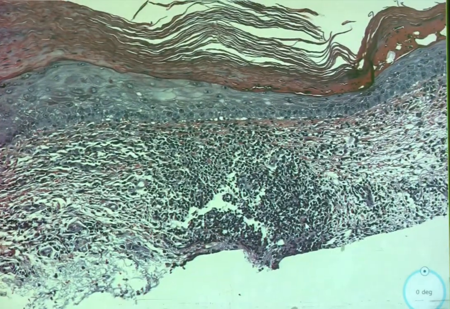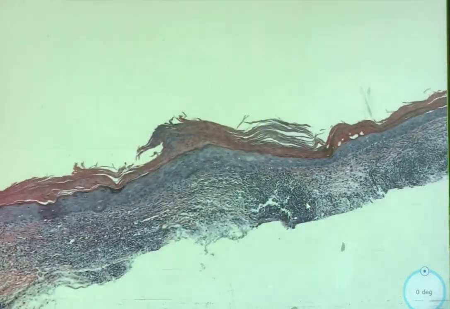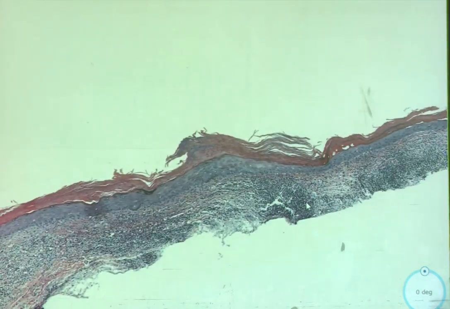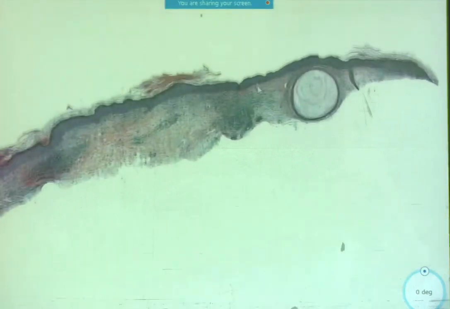All right. One of the things that I say all the time is to zoom out a little bit. You want to be at mid power, about at this level, and just scan up and down the pieces of tissue, because I think you'll find something catches your eye. Maybe not on this piece, but just keep it at that level and zoom around a little bit.